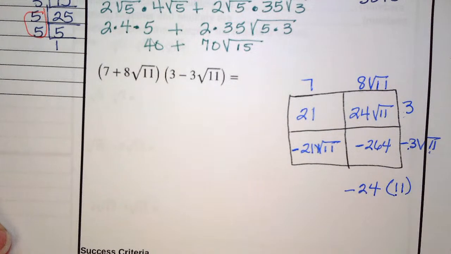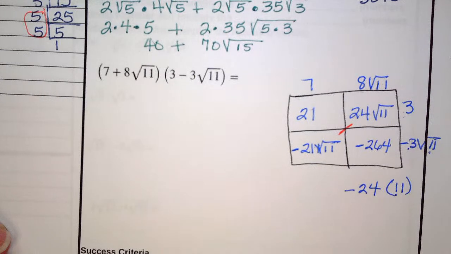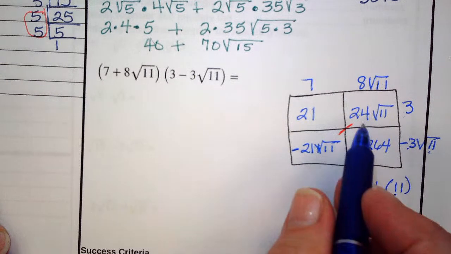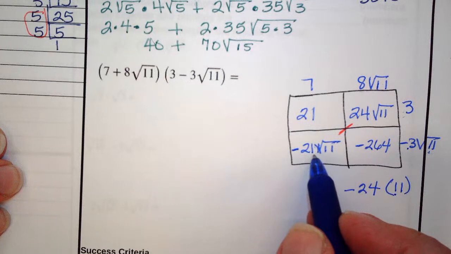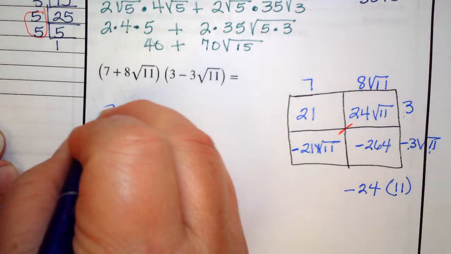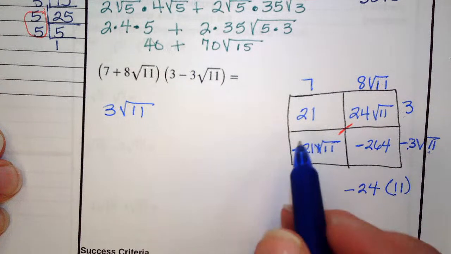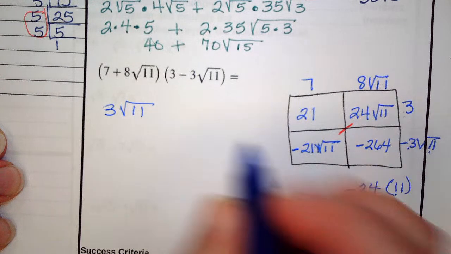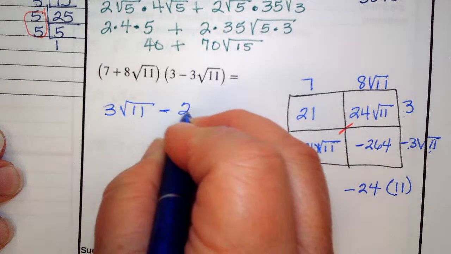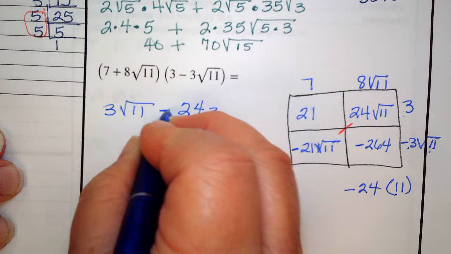We still have to combine on that diagonal. So I've got 24 square root of 11 minus 21 square root of 11 is 3 square root of 11. 21 plus negative 264 is negative 243. And we're done.